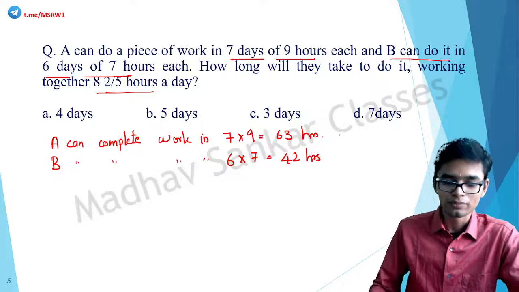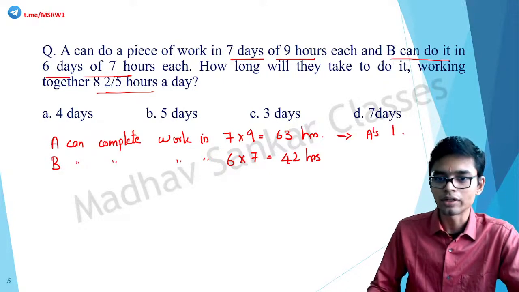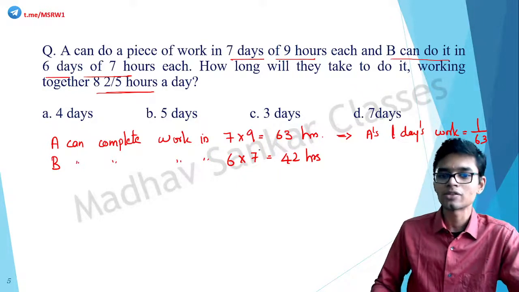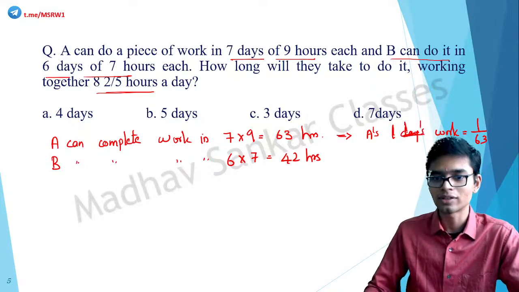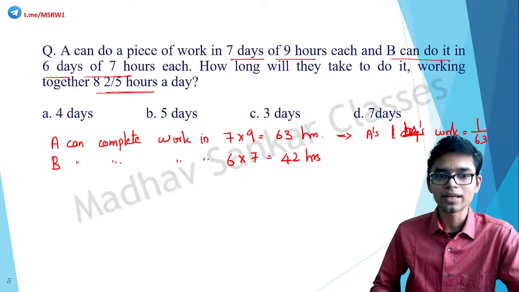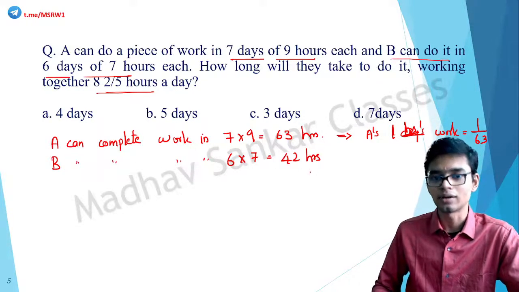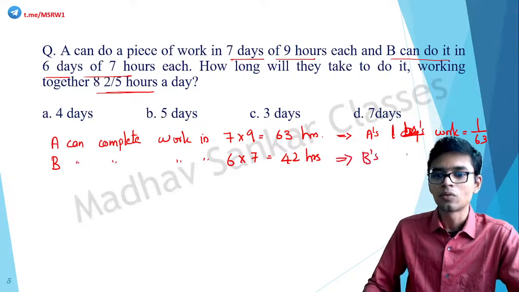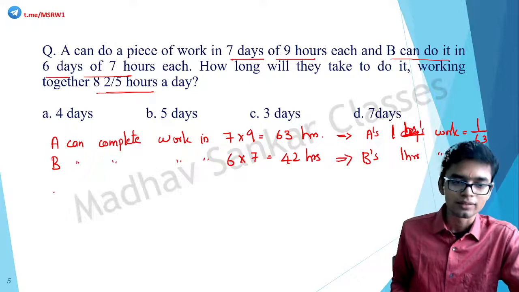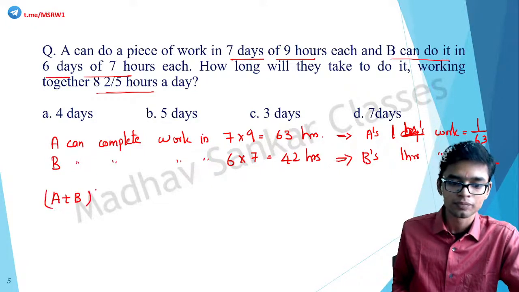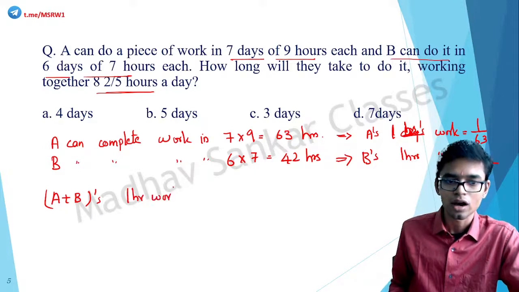Correct? So from this one, A's 1 hour work is how much? Reciprocal. That is 1 by 63. Correct? A can complete a piece of work in 63 hours. Therefore, A's 1 hour's work is 1 by 63. Similarly, B can complete the work in 6 into 7, 42 hours. Therefore, B's 1 hour's work would be 1 by 42. The reciprocal. Alright, now together A plus B's 1 hour work. How much is this?